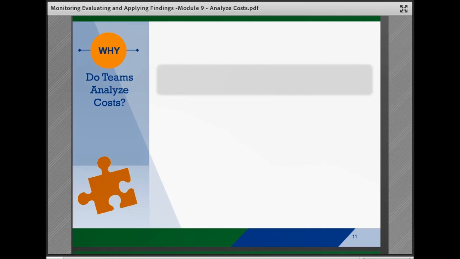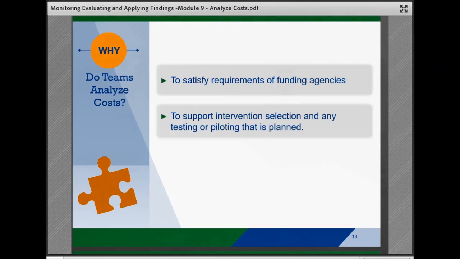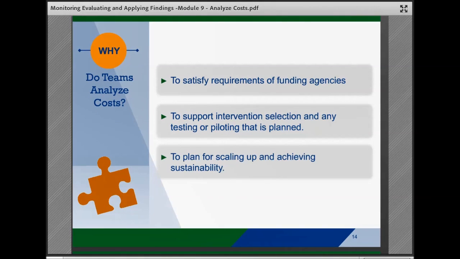Increasingly, federal agencies and other funders require cost analyses as part of a broader evaluation of the projects they fund. Teams should analyze costs to satisfy requirements of their funding agencies, to support intervention selection and any testing or piloting that is planned, and to intentionally plan for scaling up and achieving sustainability.